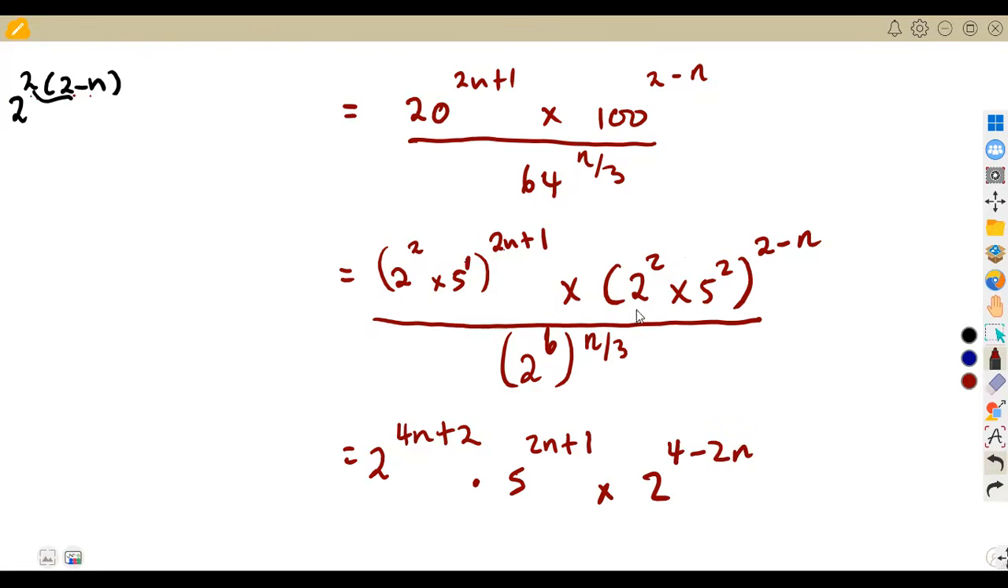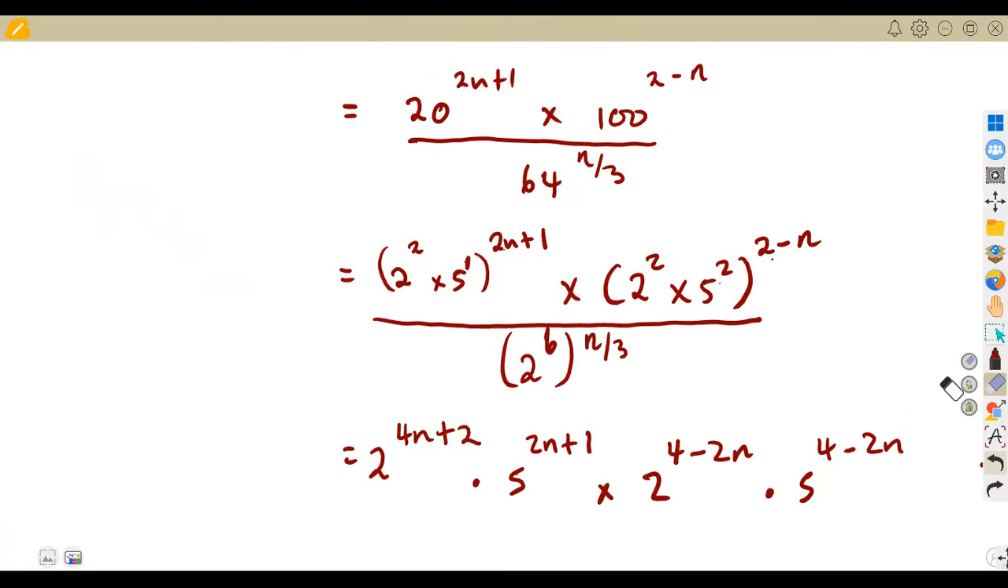We do the same thing on the 5, but as you can see, it's the same exponent of 2. So meaning to say this 5 here was going to be 5 to the exponent of 2 times 2, which is 4, 2 times minus n, which is minus 2n, just like what we did on this 2, but it will be 5 to the exponent of 2.